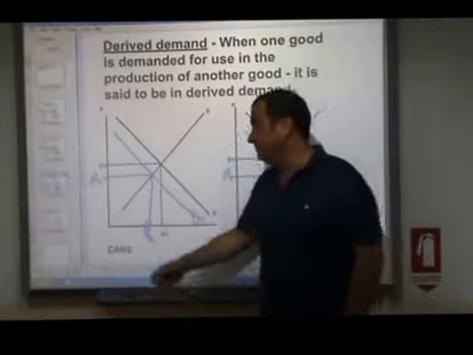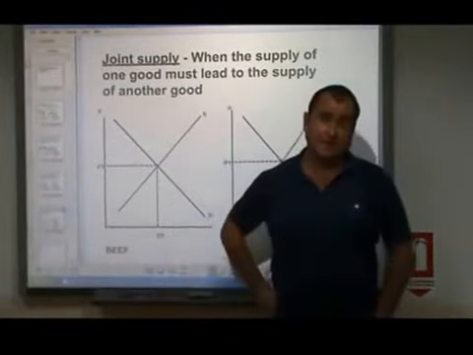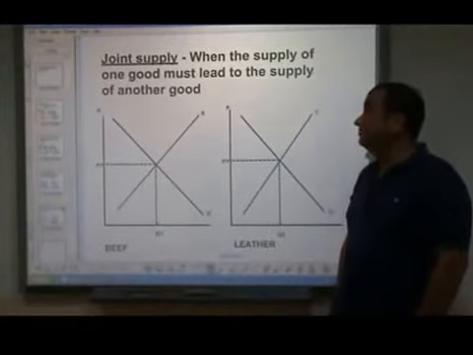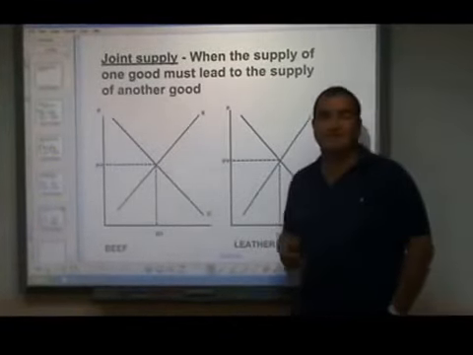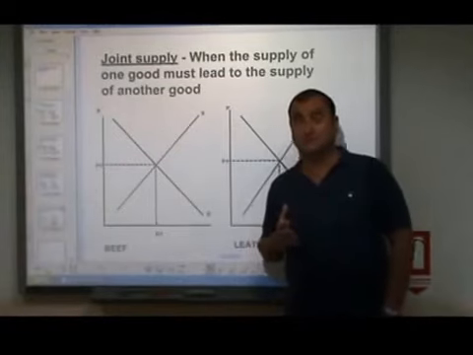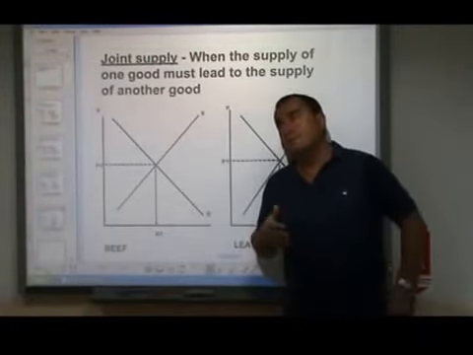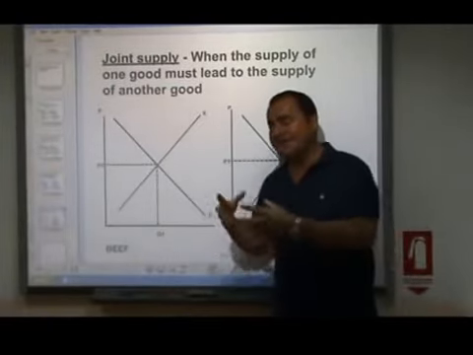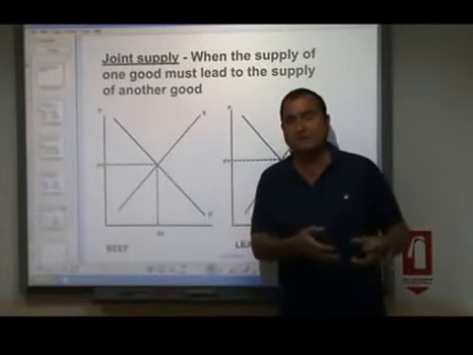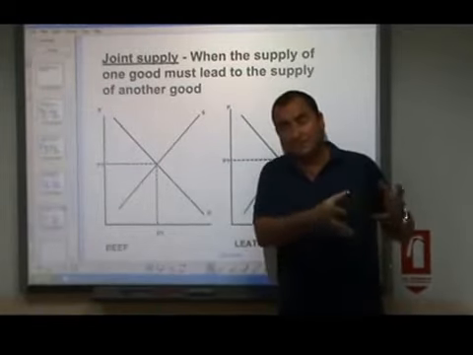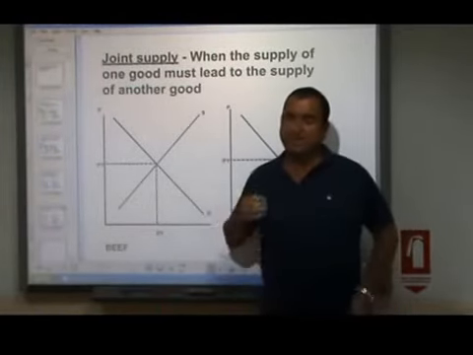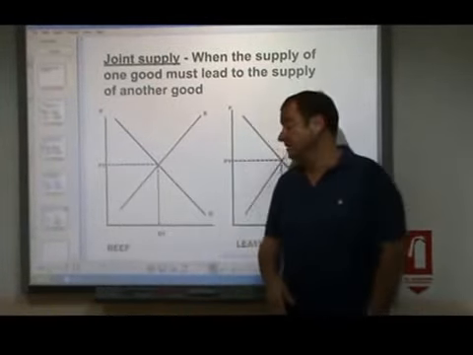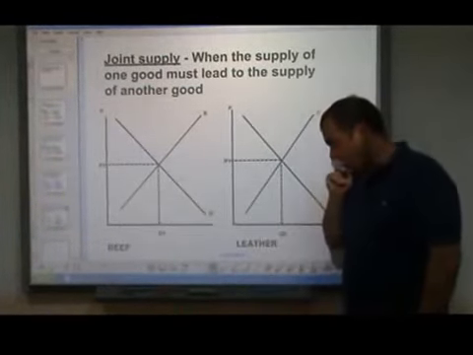Okay, finally, let's move on. Joint supply. Again, one that is much misunderstood. Joint supply, when the supply of one good must lead to the supply of another good. It's not easy to find examples of joint supply. Maybe there are certain chemical processes where in the production of one chemical, a byproduct is made, which is always made, and that's another chemical. Maybe. But the textbook example, the one I've seen in every textbook in economics, and it's the one I'm going to use as well, is beef and leather.